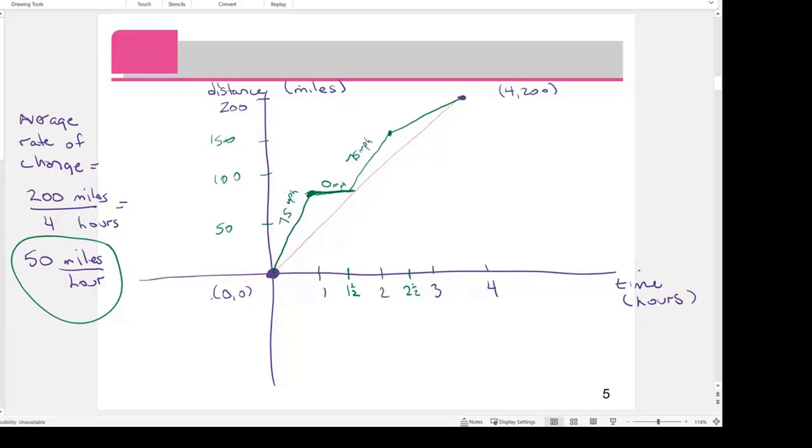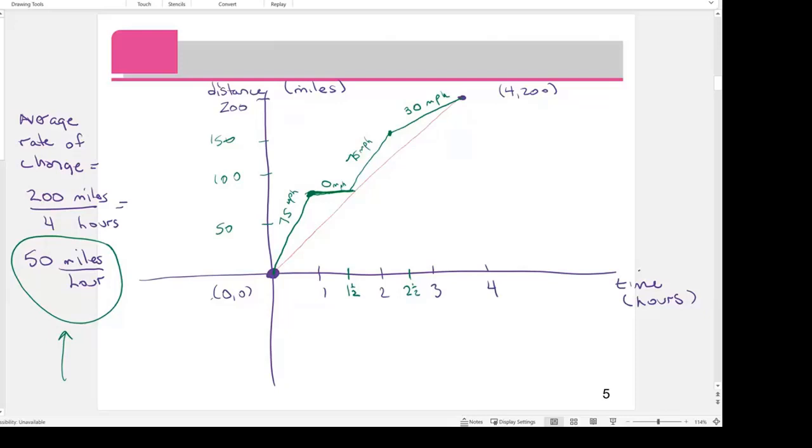And then on the last hour and a half, it took me an hour and a half to go 50 miles. So let's say I was going about 30 miles an hour for the last part. It's a little more, but just so you understand, what am I telling you here? I am telling you that the average rate of change was 50 miles an hour because that's how long it took to get there.